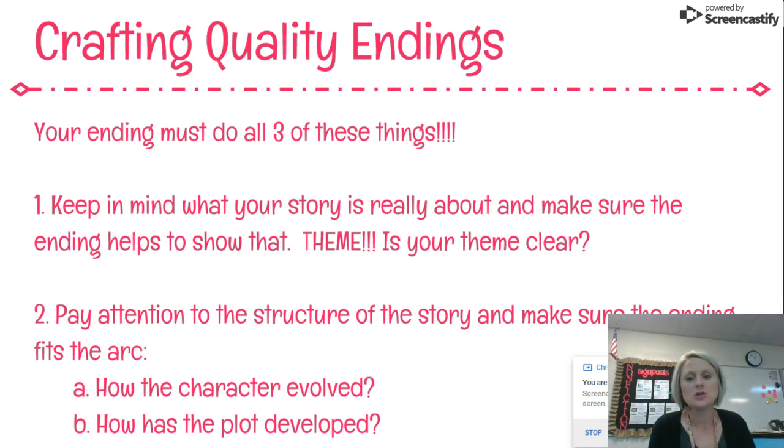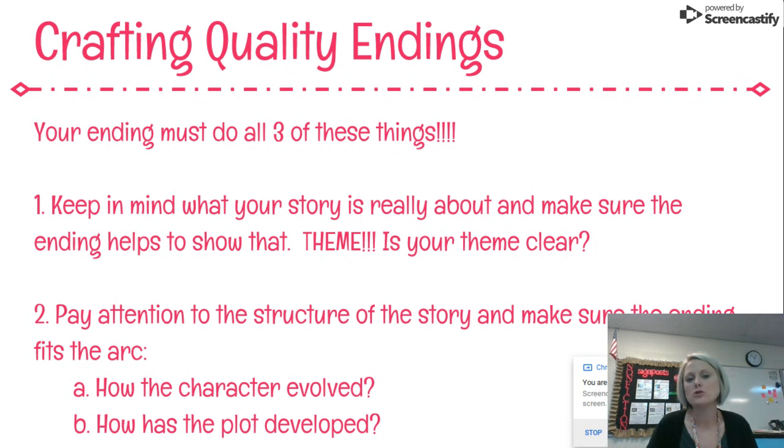Also, today, please be sure that you are taking notes. So grab your writer's notebook and have it out, and you can just label this skilled writers craft quality endings, just like it says right there at the top. Keep in mind the three things that your story must do.